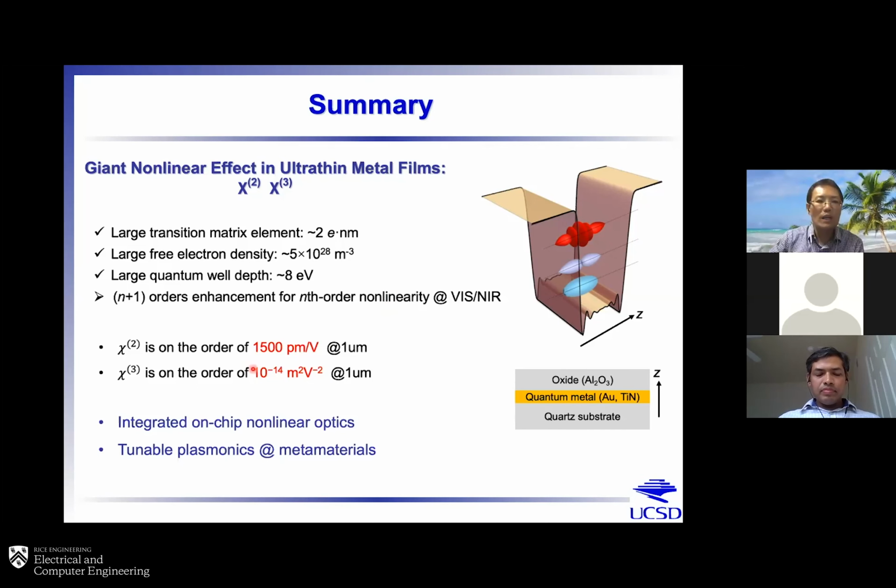So far, we have the values I put here, and we're thinking about using this kind of high Chi2, Chi3 material, putting it on the chip, and combining it with some kind of nonlinear optical component to deal with, for example, supercontinuum generation, and maybe four-wave mixing and that type of thing. And also you can think about this as tunable plasmonics and tunable metamaterials. Everything is controllable by excitation power. Okay, so I think I'm pretty much done with this second topic. If you guys have any questions.